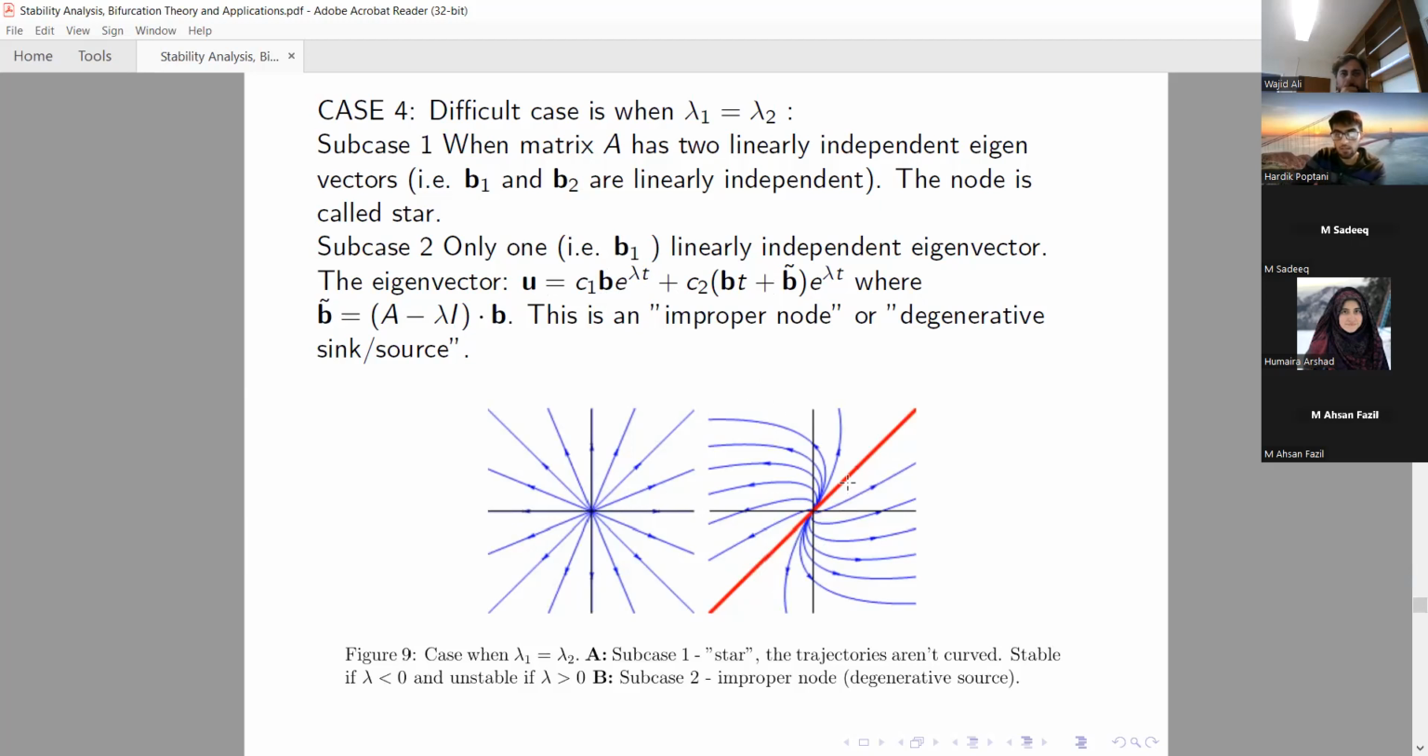So these two, we're just looking at a star and a degenerate sink, where it looks like it's going together. If it's a sink, it'll go towards. Both cases are sources, they're going away. And yes, it's called a degenerate source. So when it's a star, trajectories are not curved, and it's stable if lambda is less than 0, unstable if they go away. And similarly, the arrows are pointing away, which we assume means that lambda is greater than 0.